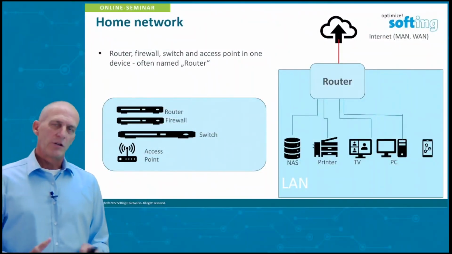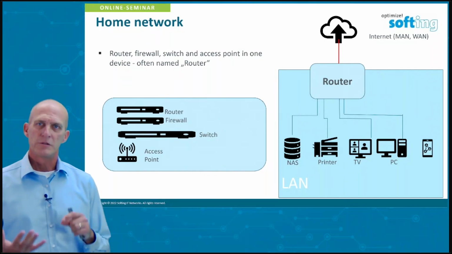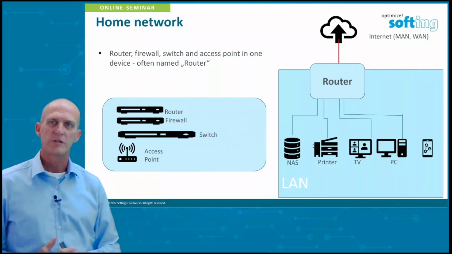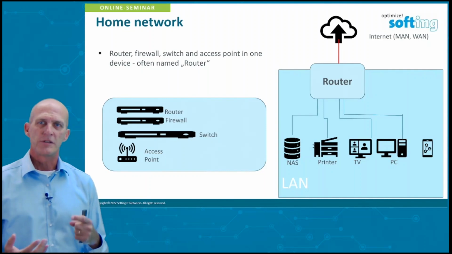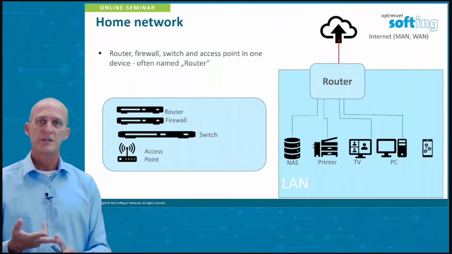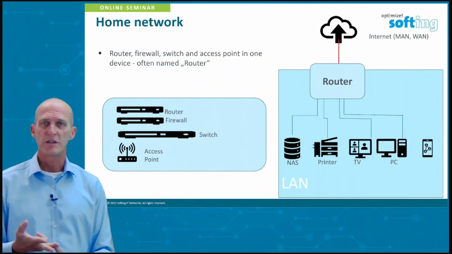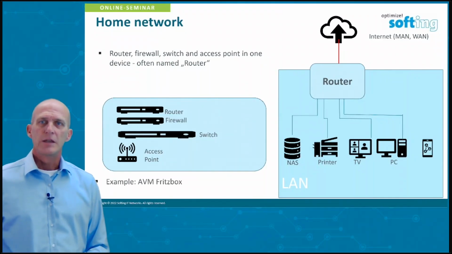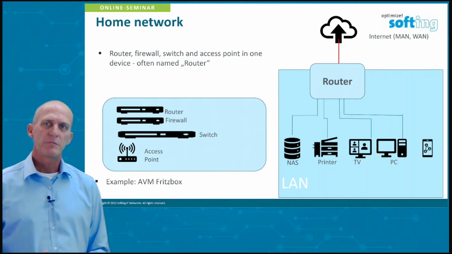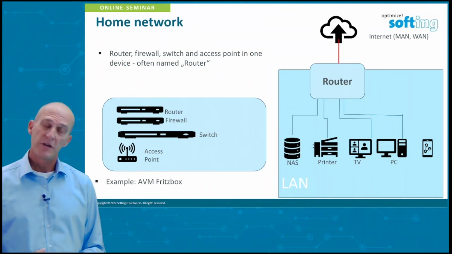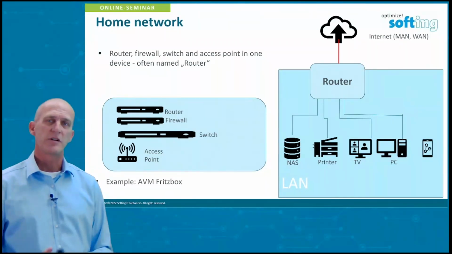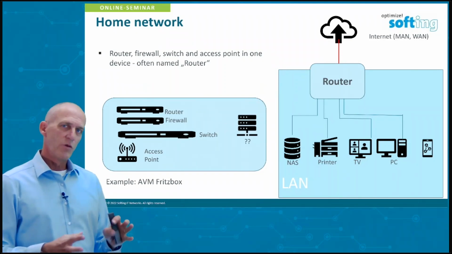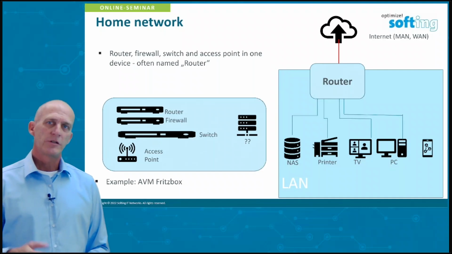So if you look at home networks, what we've learned now, what we call in a home network the router, the little box that sits at your telephone outlet, basically actually is much more than a router. It contains the router, the firewall, and a switch, and actually also an access point in many cases. So it's actually a multifunctional device in your home network. In Germany, the AVM Fritzbox is a very popular example. There are also quite a few more devices combined in that router that we'll learn about in a few minutes.